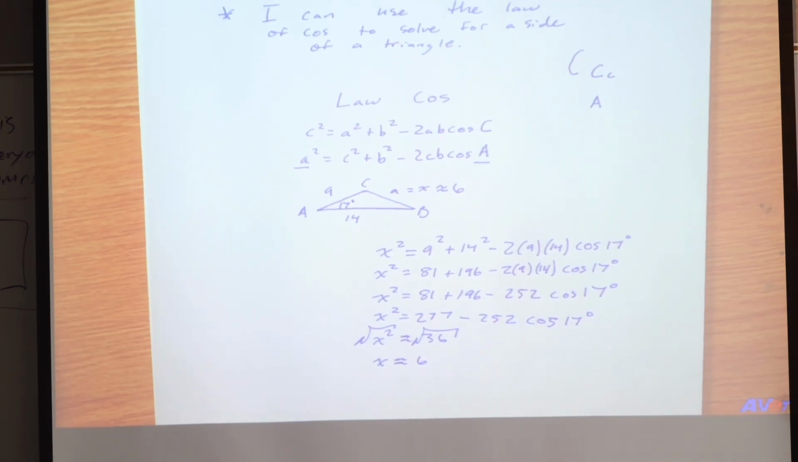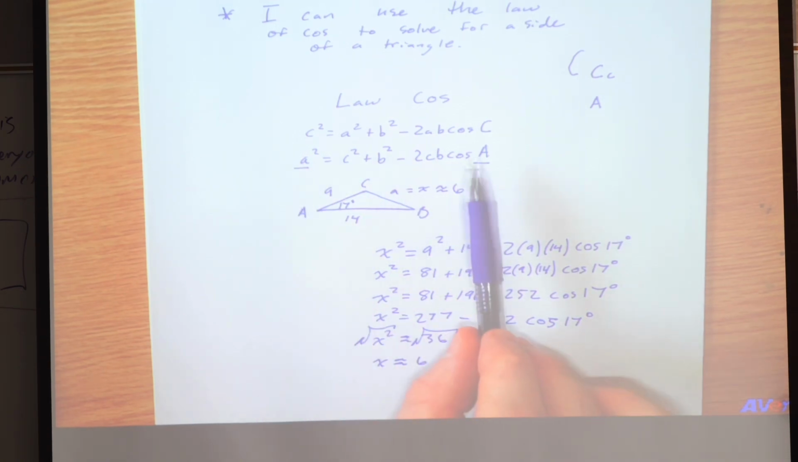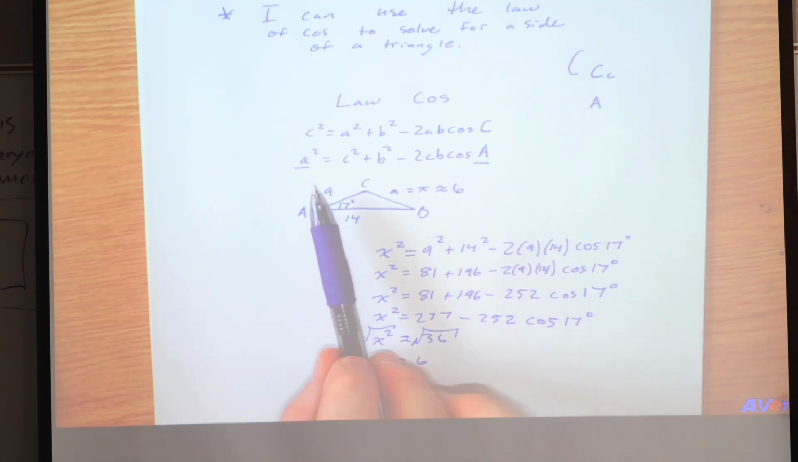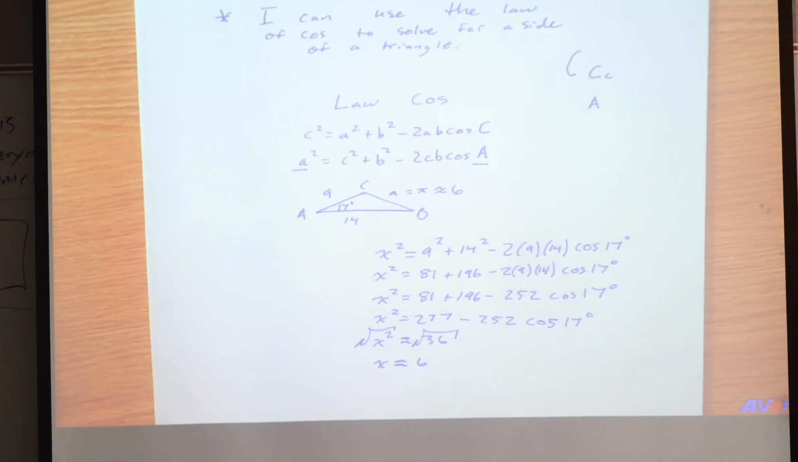So again, the couple things that I think are important on this one is our side is opposite of our angle. I look for the sandwich. The angle is sandwiched between two sides. And once we have that, then it's just order of operations as we solve it through until we plug it into our calculator and don't round until the very end.